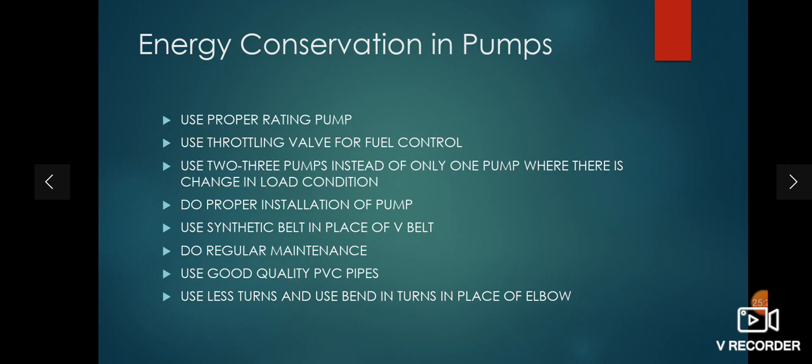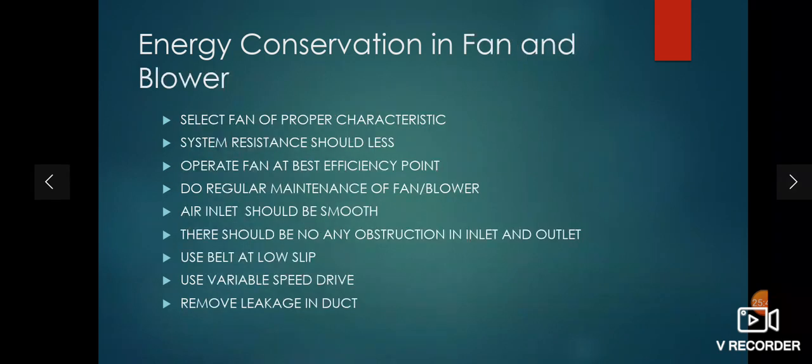Then do proper installation of the pump. Then use a synthetic belt in place of a V belt. If you use the synthetic belt, there is a chance of conserving energy. Then also do regular maintenance, use good quality PVC pipes, and use large bends in place of the elbow. So these are the various methods to conserve energy in the pump.